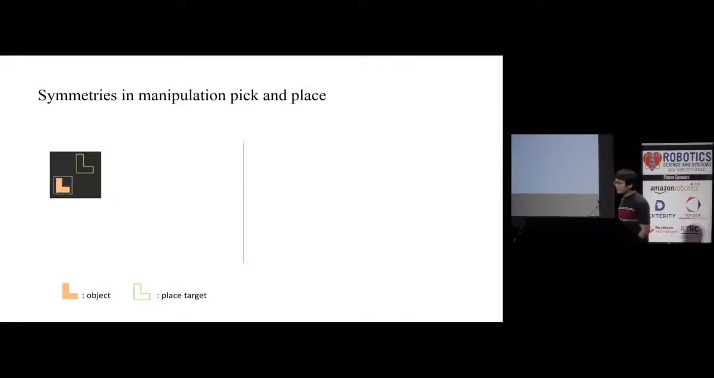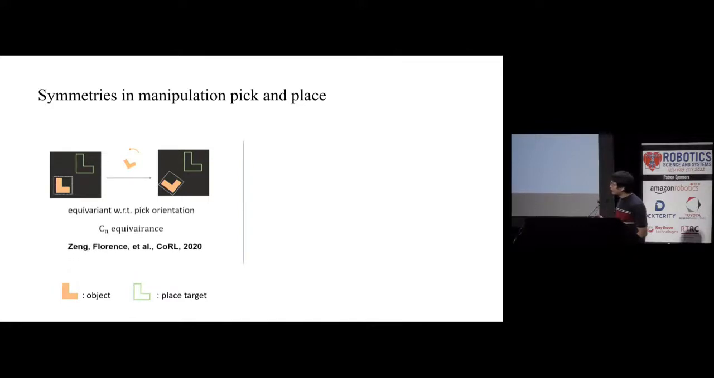Here is the manipulation pick and place task. After picking the orange object, the robot needs to place it inside the green outline. If there is a rotation of the picked object, the place action, defined as the relative pose between pick and place, should change accordingly. But could the learned pick and place knowledge from the left configuration be generalized automatically to the right configuration? Interestingly, we found the design of Transporter Net could satisfy this equivariance. We refer to it as CN equivariance.